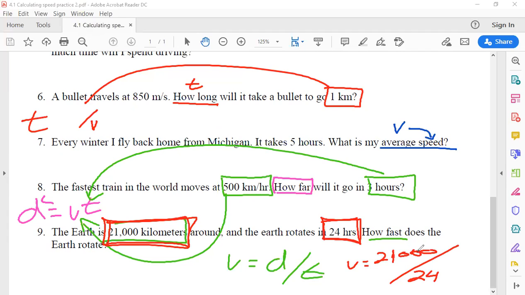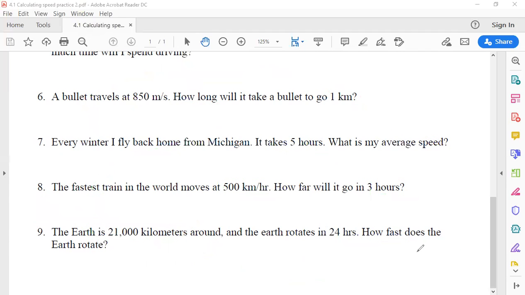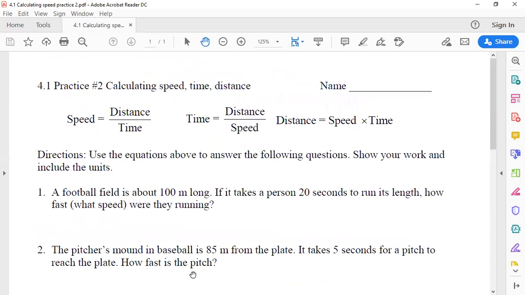Remember to follow your steps. Step 1 is to select the correct equation. Is it asking for speed? Is it asking for time? Is it asking for distance? It's really that simple. Step 2 is we take the information and we put it in the correct place.